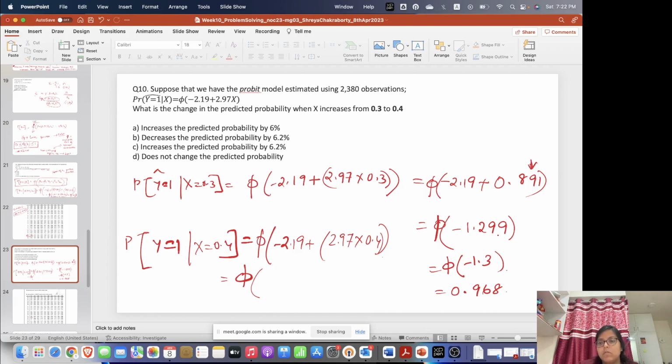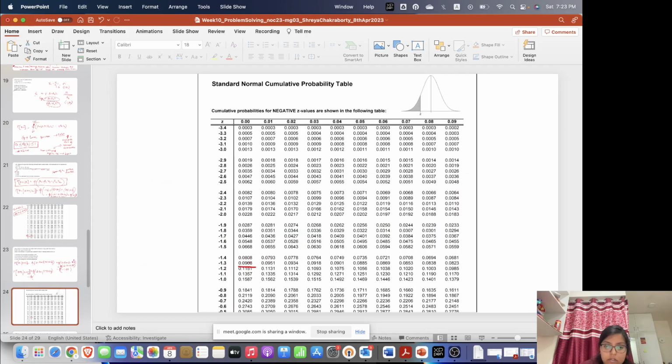Okay, so in the solution that is given, you will find this as phi of minus 1.29, and that will be, from the table, this value 0.0985.